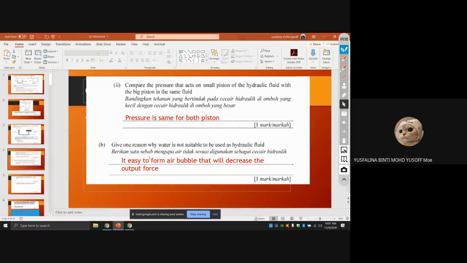Another question: give one reason why water is not suitable to be used as hydraulic fluid. Because water can easily form air bubbles, and we don't want air bubbles. If there is an air bubble, the force that we give to the piston will be used to compress the air bubble first before it is transmitted to the output piston. That will be a waste of force, so it decreases the output force. So this is the answer.